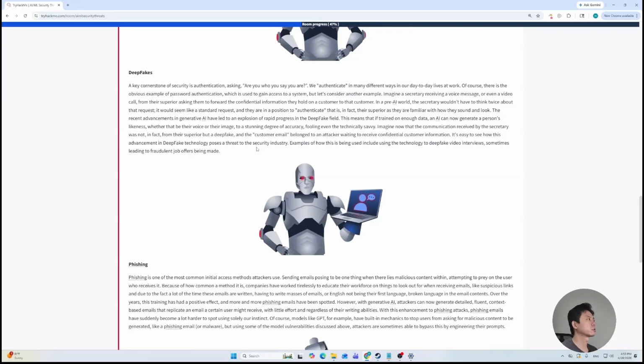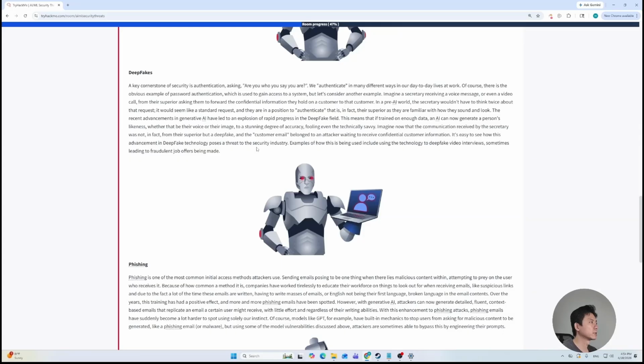Deepfakes. A key cornerstone of security is authentication, asking, are you who you say you are? We authenticate in many different ways in our day-to-day lives at work. Of course, there is the obvious example of password authentication, which is used to get access to a system. But let's consider another example. Imagine a secretary receiving a voice message or even a video call from their superior, asking them to forward the confidential information they hold on a customer to that customer. In the pre-AI world, the secretary wouldn't have to think twice about that request. It would seem like a standard request, and they are in a position to authenticate that it is, in fact, their superior as they are familiar with the sound and the look.